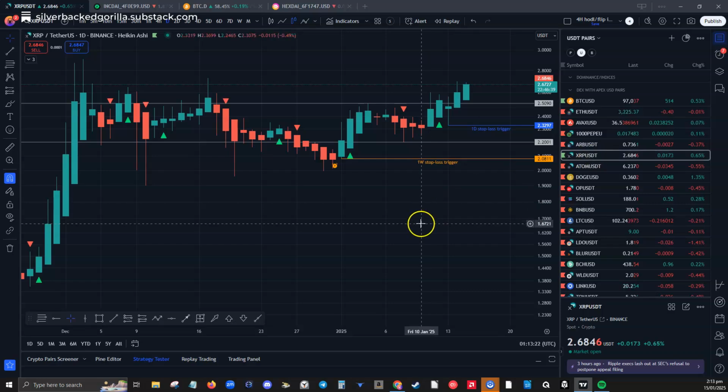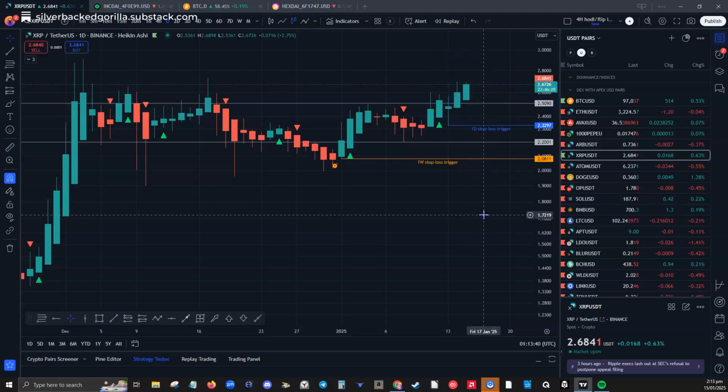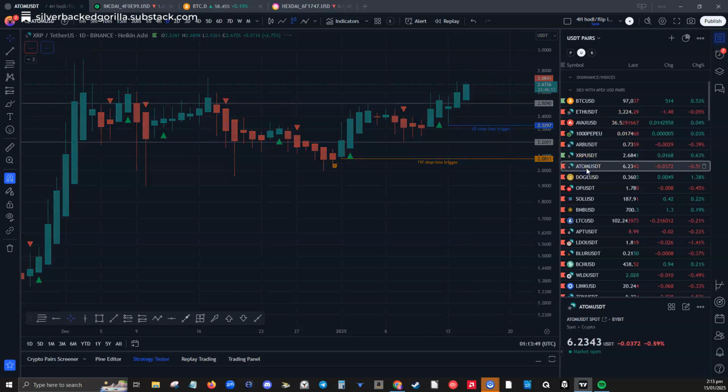XRP is long. XRP is staying long, and there's no reason to move the stop loss up. There's no wicks below these green candles, so we're staying long XRP. Now we can just have a look here, let's say from this level here to up here. That is 8.55% in 2 days, so you've got to be happy with that. I know we're putting a small amount on all these different tokens, but that's a good trade.